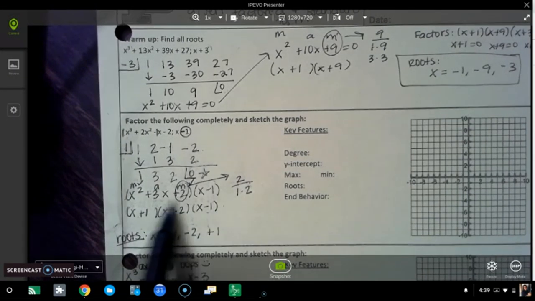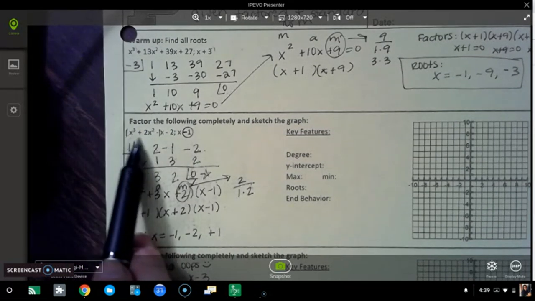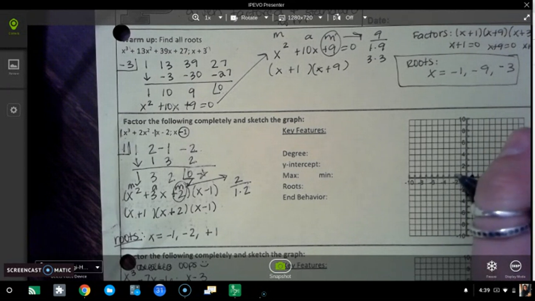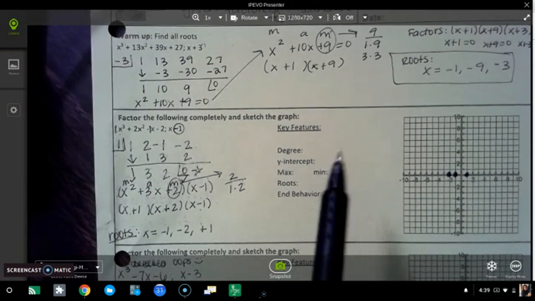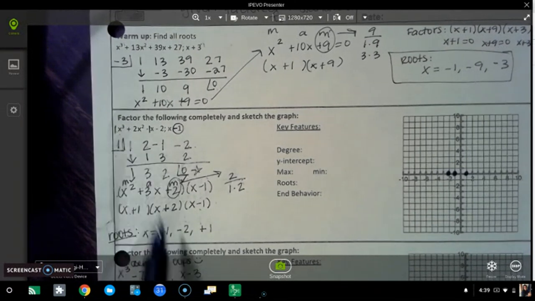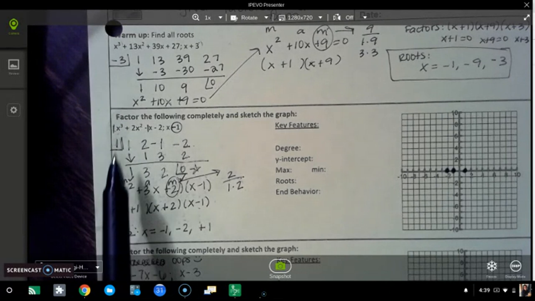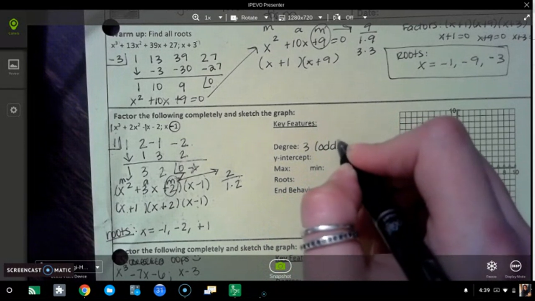Okay. So these binomials right here, they represent this polynomial right here. Let's plot our roots at -1, +1, and -2. Okay, our key features. What's our degree? We can find our degree in 2 different ways. In standard form, my degree is my leading term right here. In factored form, it's the number of x's we have. I have 3 x's in factored form, and I have a leading degree of 3. So my degree is 3, meaning it is odd.